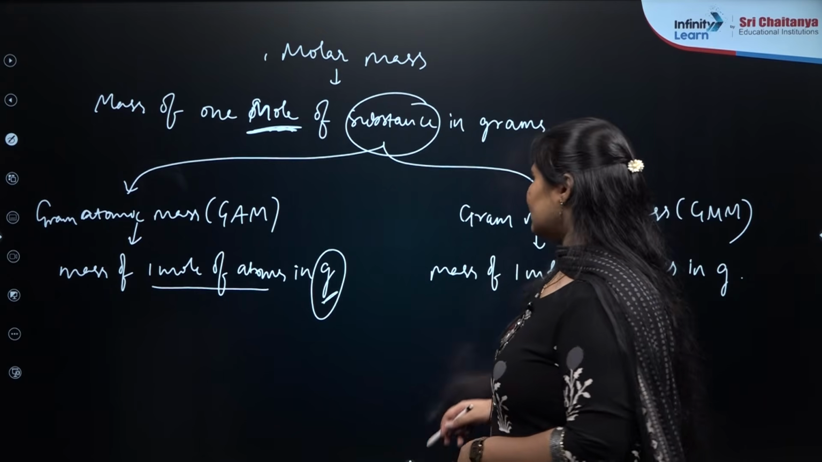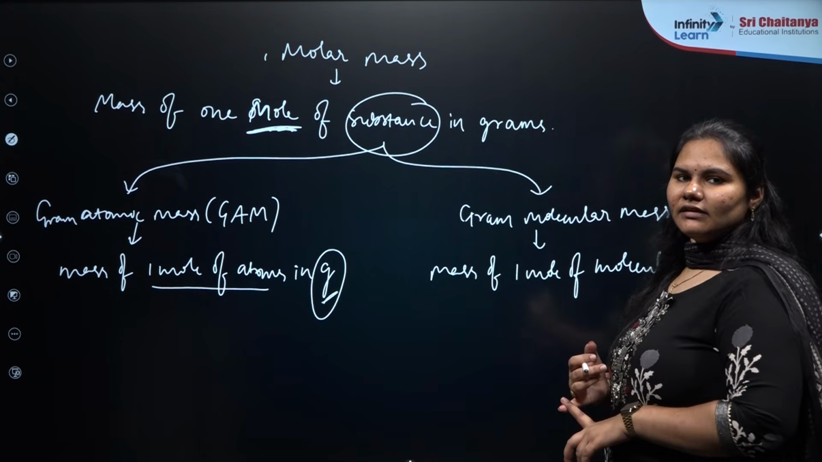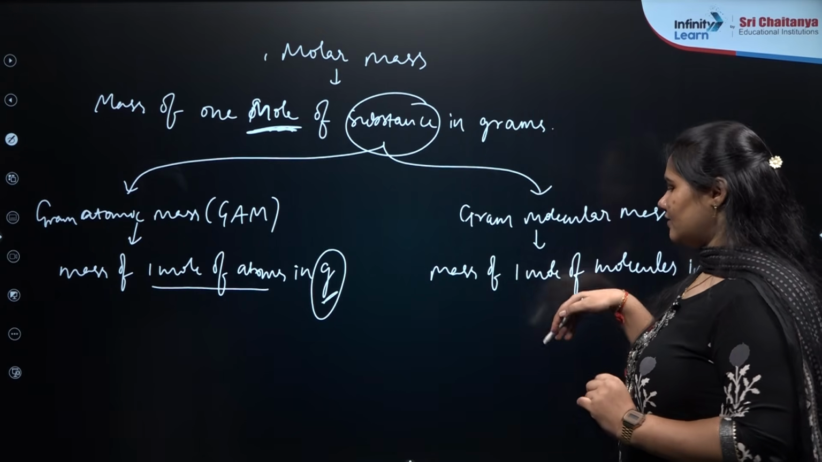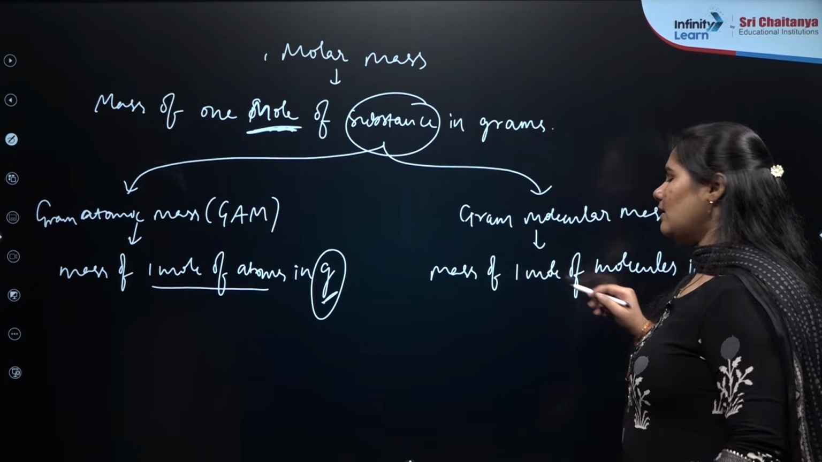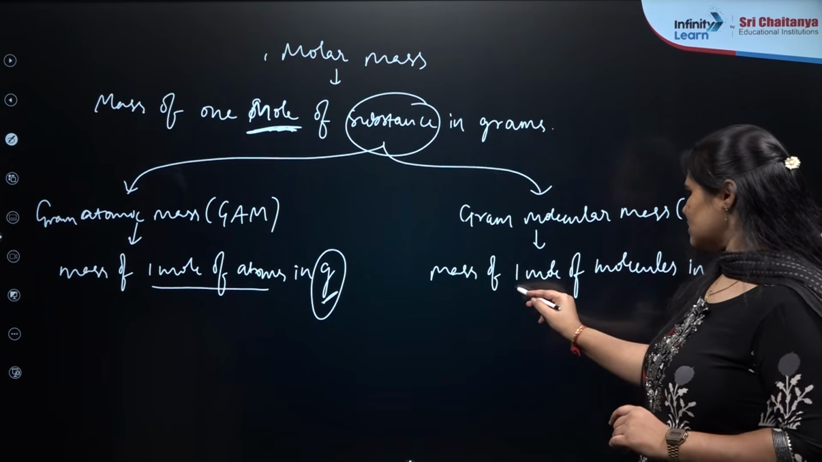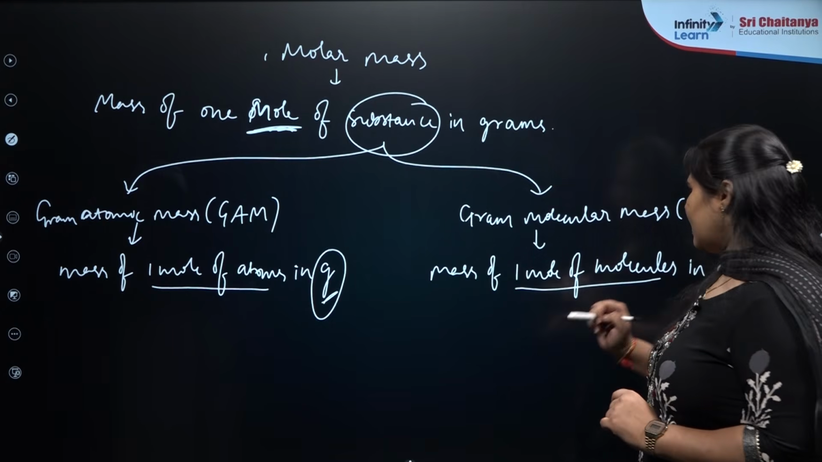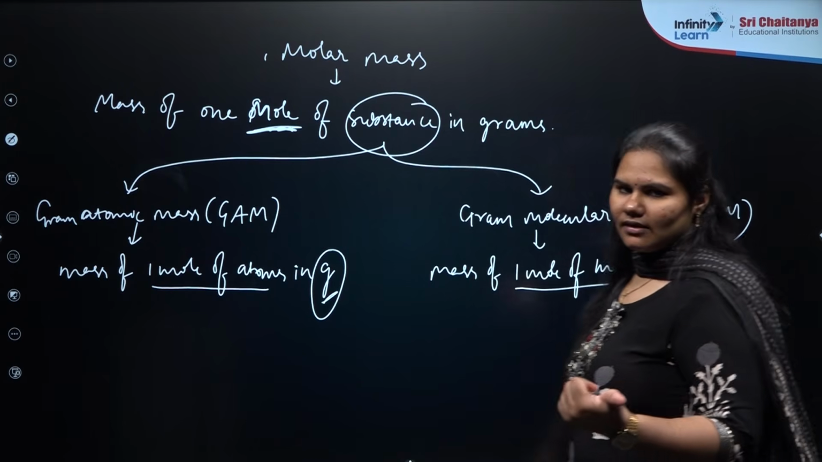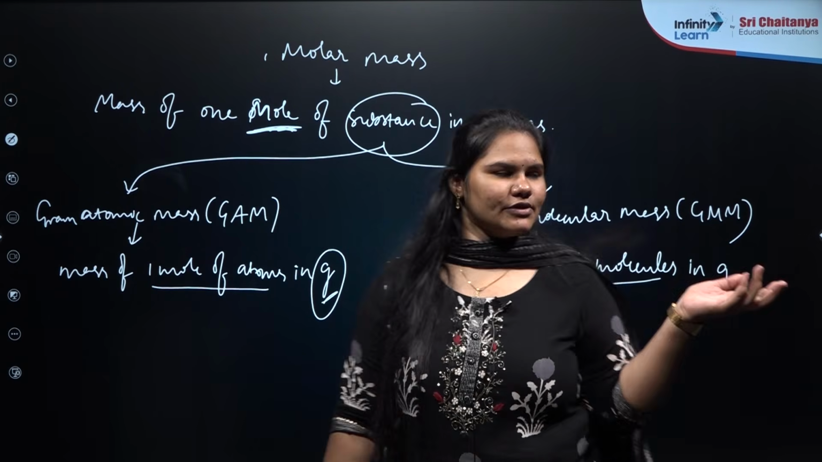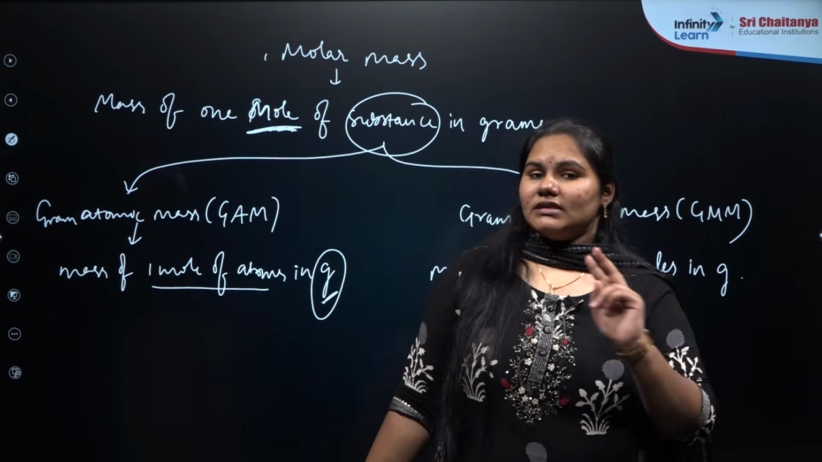Okay, next. Similarly, what is the molecular mass definition first? Mass of 1 molecule. Here, how many molecules am I saying? Mass of 1 mole of molecules. And there also the units are AMU, and here also the units are grams. These are the main differences.